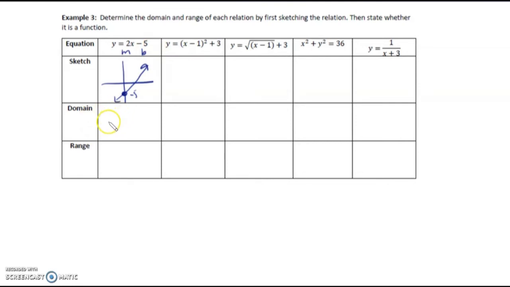Okay, so this is going to be a little bit different. The domain is going to go left and right forever. See how it's going to the right forever and the left forever? So all we do is x is an element of the real numbers. That means x can be any number. You can take any number, sub it into this x, and it's going to yield a y value. Now, range. Going up, it's going to go forever. Going down, it's going to go forever. So y is an element of the real numbers. Okay, and then this one's done. So this is a function.